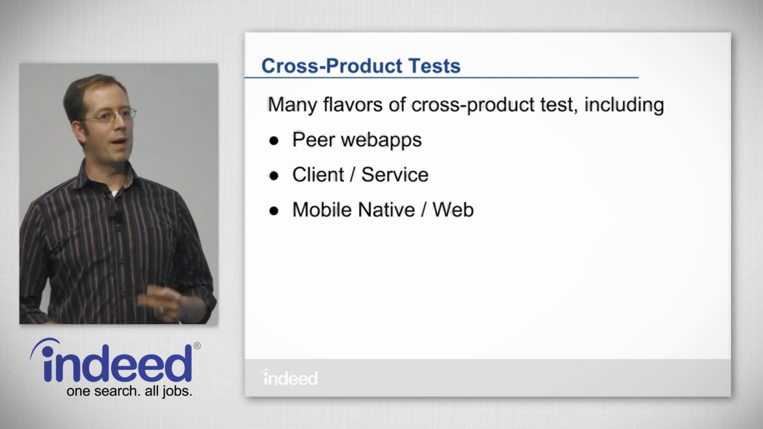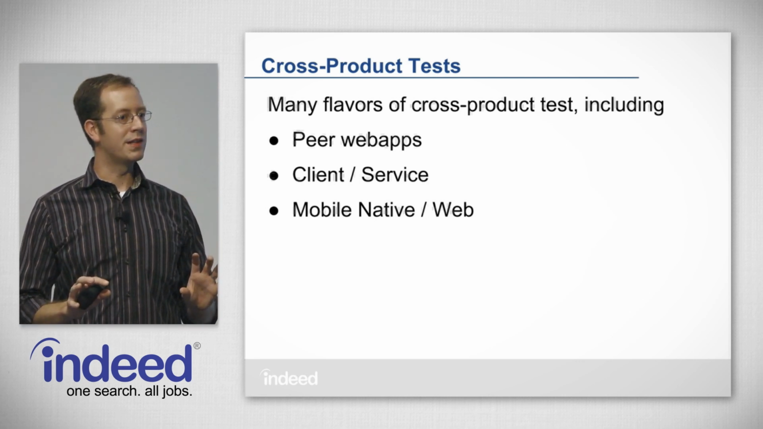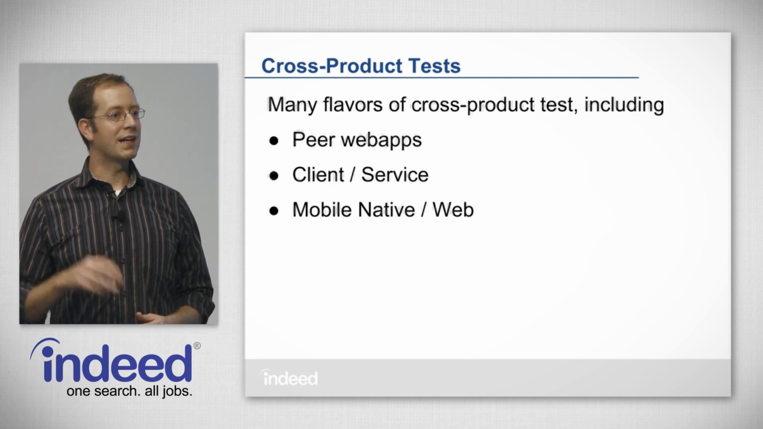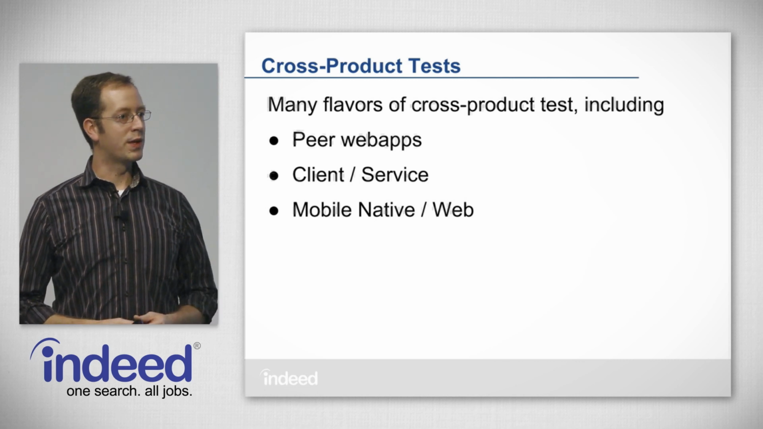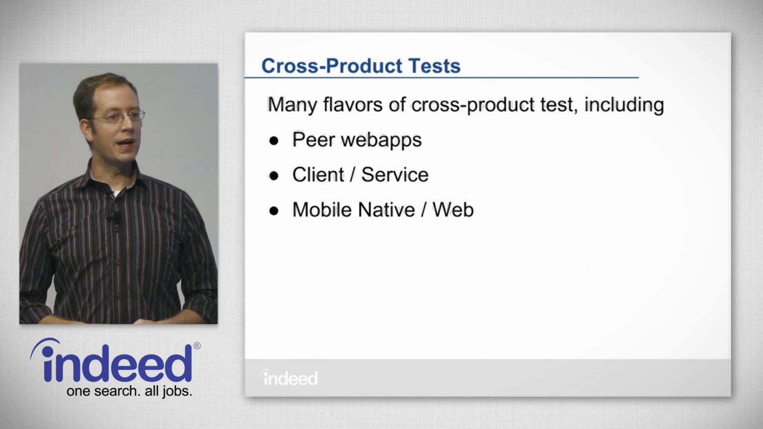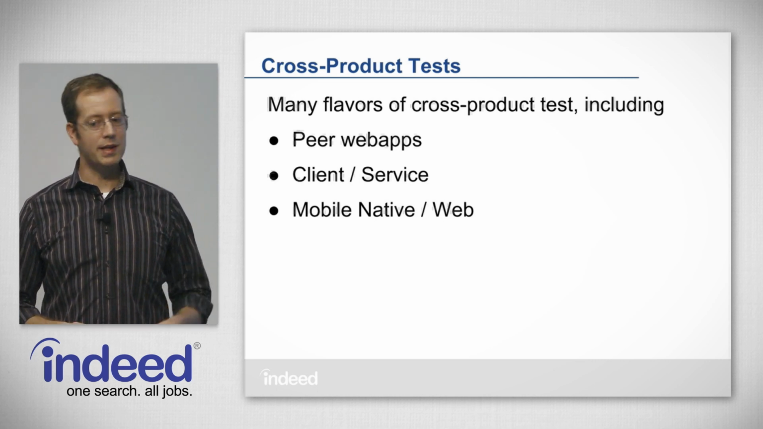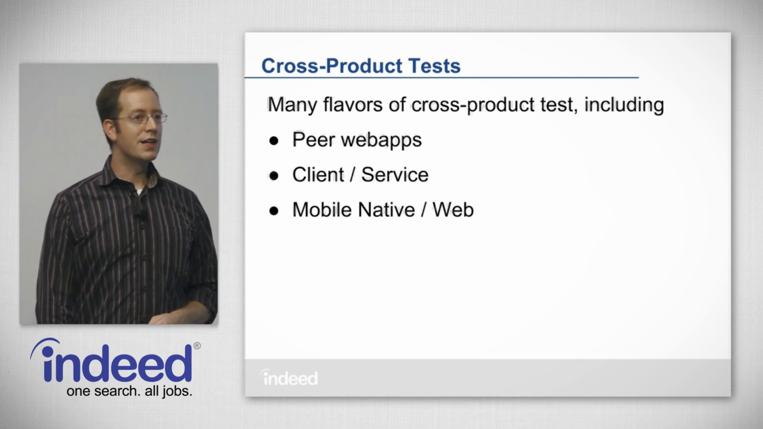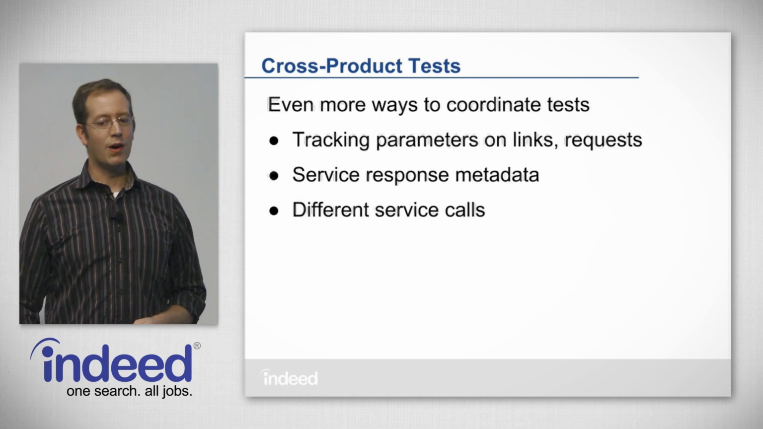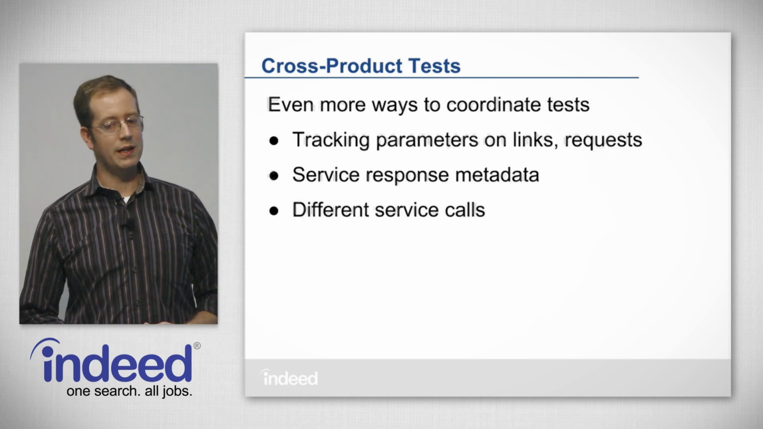You can have two pure web apps that both need to do part of the same test. You can have a client web app that needs to work with a service to implement a test. You can have two flavors of your mobile app, the native version and the web version. You would like those to be the same. Just as there are many different ways to do this, there are equally many ways to coordinate those tests.